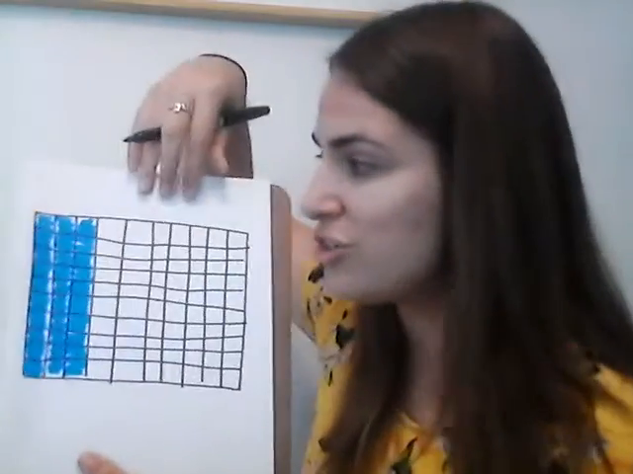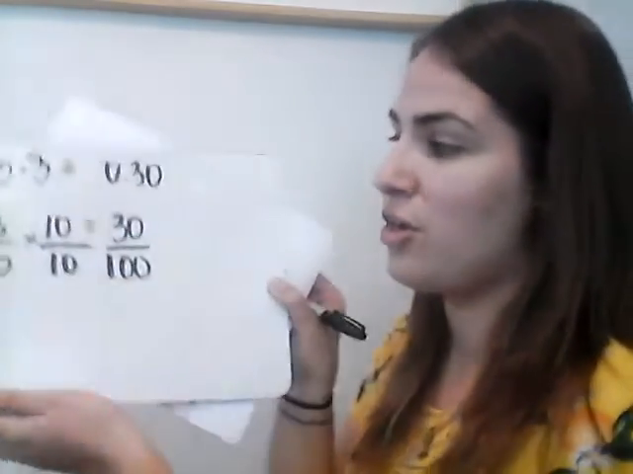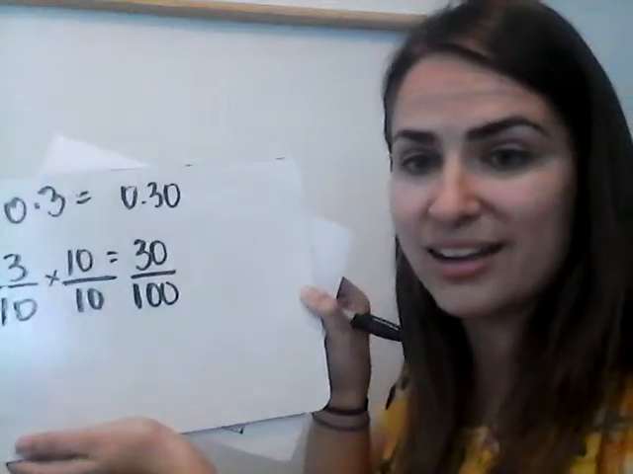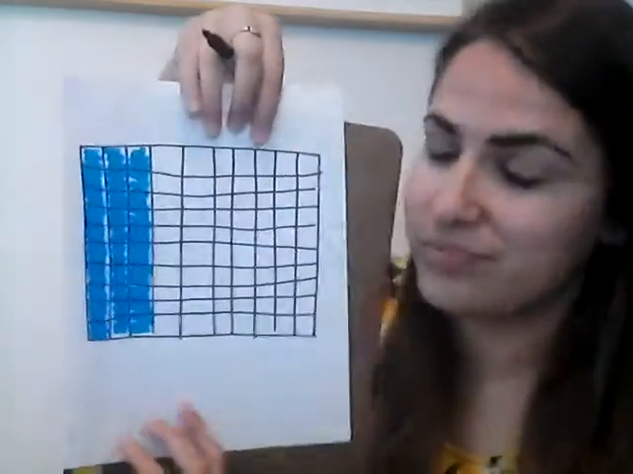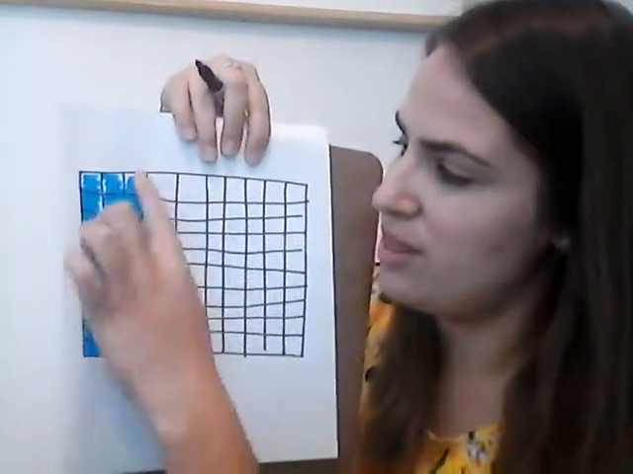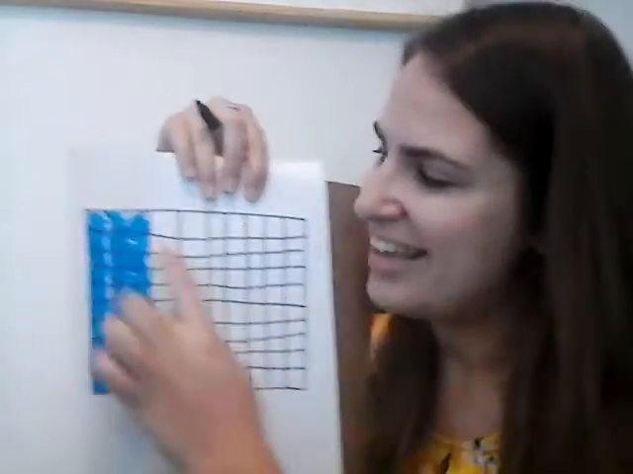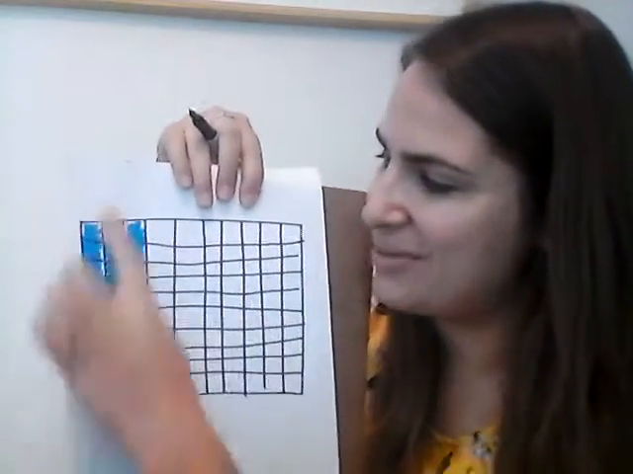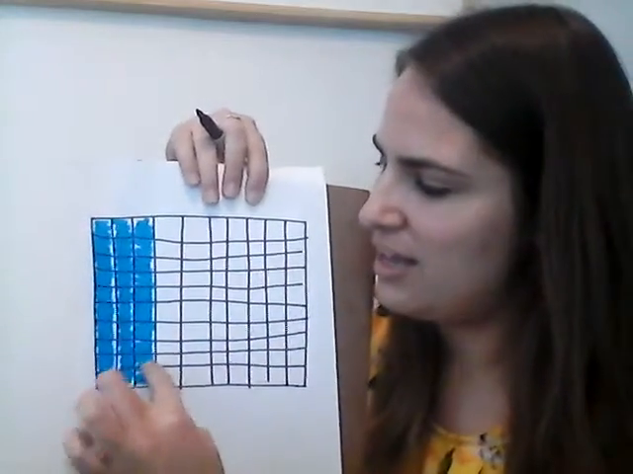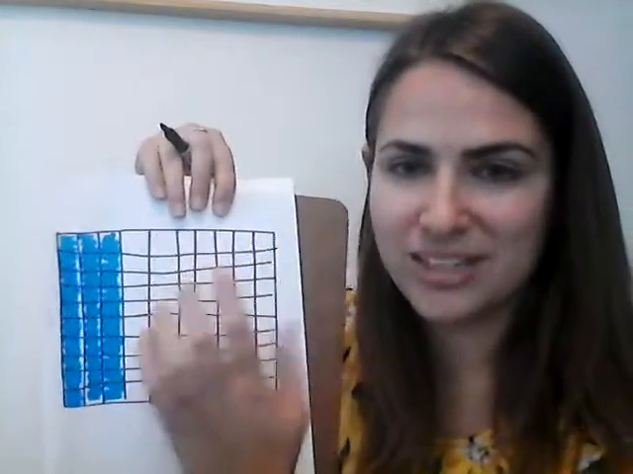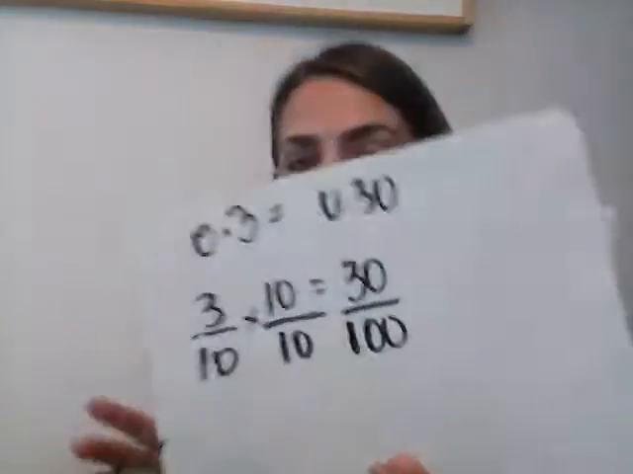Alrighty, so here we just showed 3/10 times 10 over 10 to get 30 over 100. Right, we had 3/10 to start with, and then we split them each 10 times. And now each of these columns has 10. So 10, 20, 30, and there's 100 total. Awesome. So we can use multiplication to prove it.